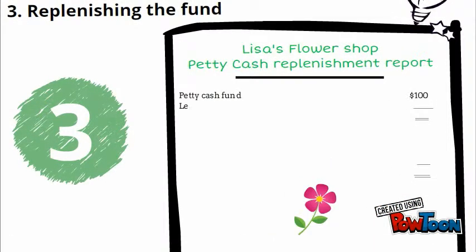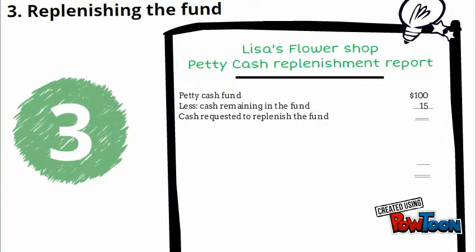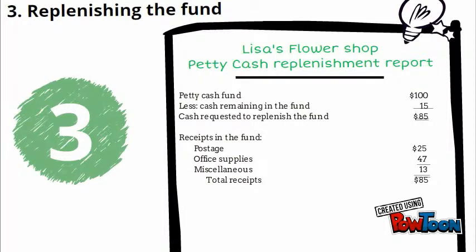As the cash in the fund decreases, the fund must be replenished. To do so, the remaining cash in the fund is counted, and the company cashes a check for the amount that brings the total cash fund back to the original $100 balance. The receipts in the fund are used as documentation for recording expenses.